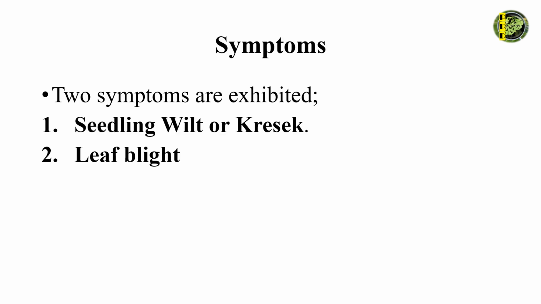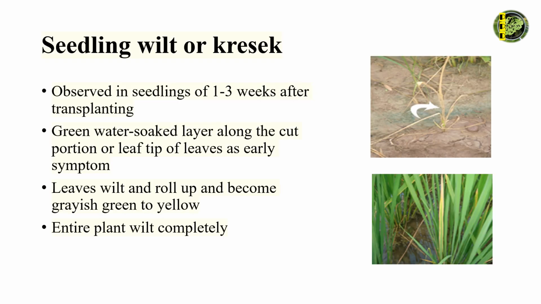This disease is characterized by two symptoms, that is seedling wilt or crescent phase and the leaf blight phase. The seedling wilt or the crescent phase of this disease is considered as the most destructive manifestation of the disease and is observed in seedlings of 1 to 3 weeks after transplanting.